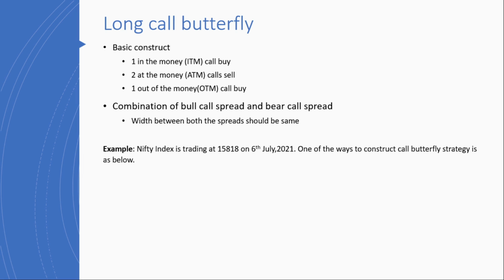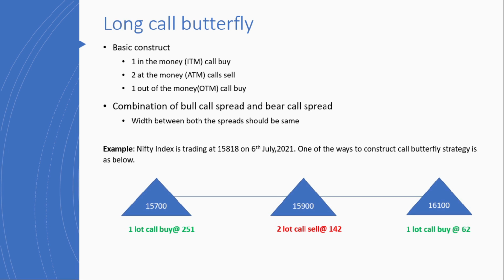I have taken the data of Nifty on 6th July 2021, when it was trading at 15,818. One of the ways to construct a call butterfly strategy is as below. What we are doing here: 15,700 we are buying, which is in the money. 15,900, in this case, is not in the money, it is a little out of the money, but very close to the current value. The other one we are buying is 16,100, which is a more out of the money position. And if you observe one more feature here, the width between these is 200 points.